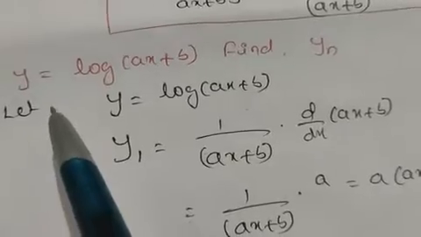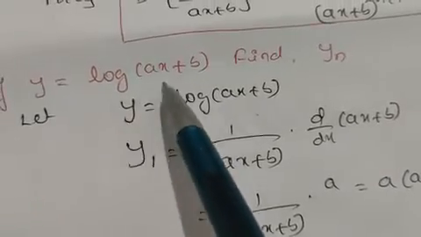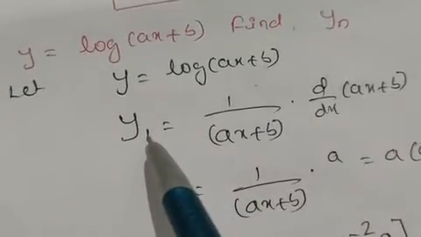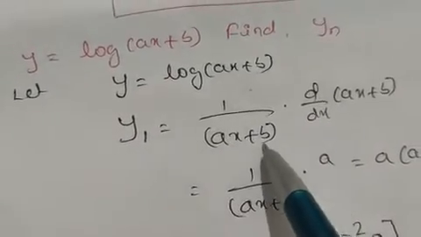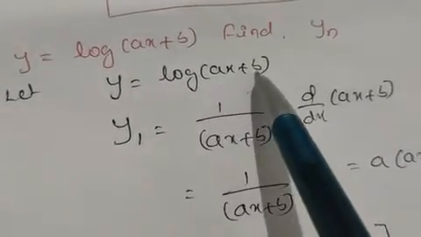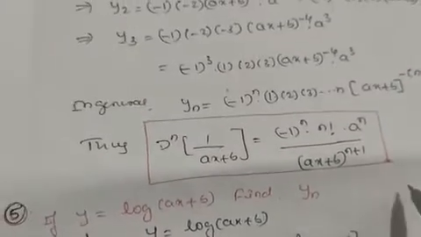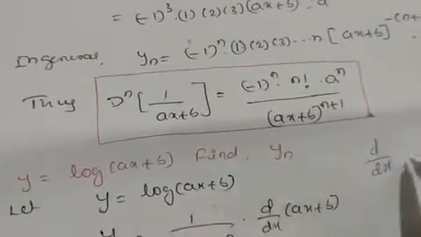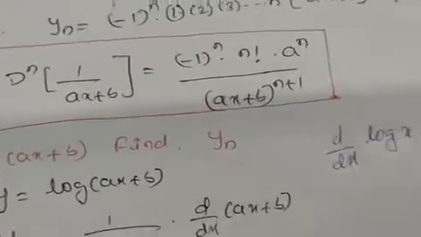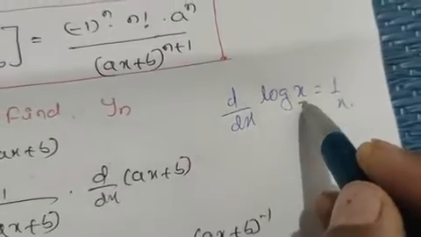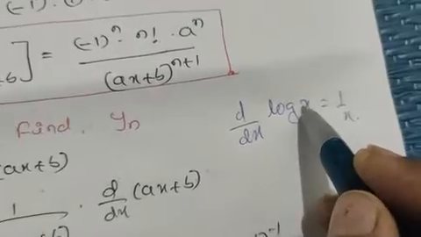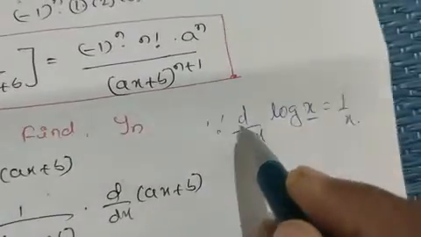Last one, let us find the nth derivative of log of ax plus b. Take y equal to log of ax plus b. Then its first derivative is 1 divided by (ax plus b) into the derivative of ax plus b, because we know d by dx of log x is 1 by x. But if it is other than x, then you have to differentiate the inside, because it is a composite function.